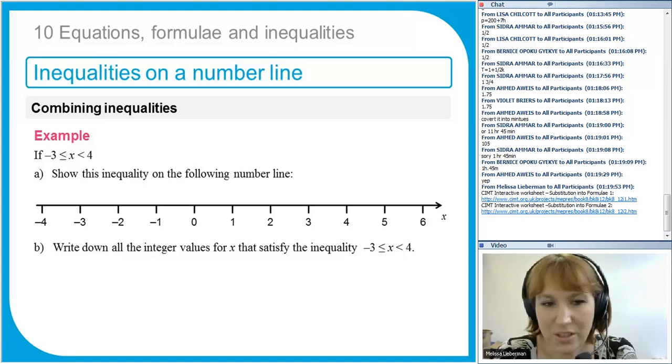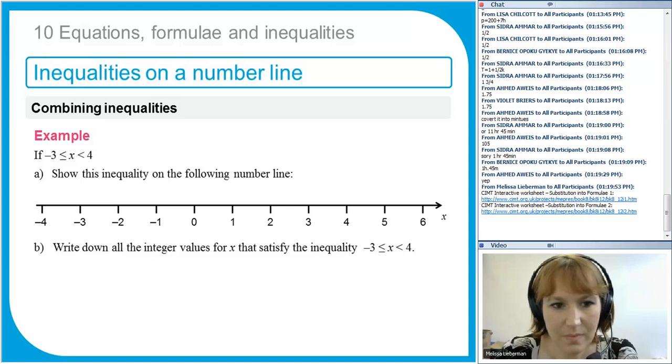So let's start with the -3, that's here. And it could be equal to -3. So if it can be equal to -3, I'd do a coloured in dot.